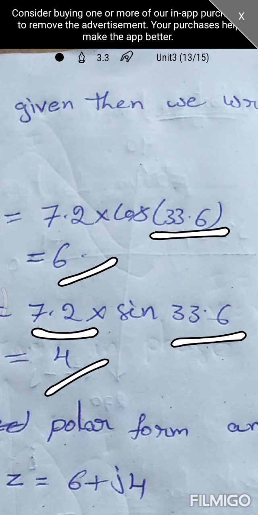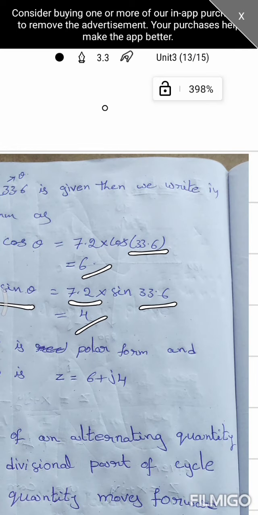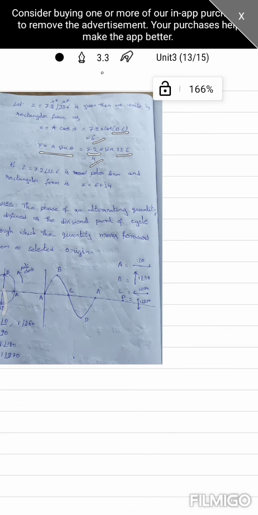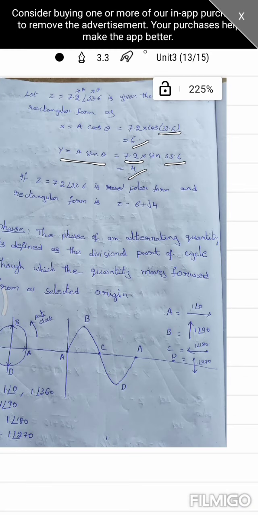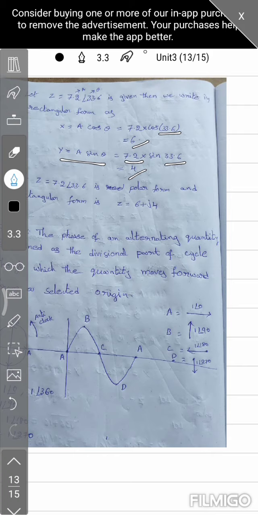That means what we took in the previous example. If you take the 6 plus j4, we found the polar form as 7.2 at an angle 33.6. Now we are taking the polar form 7.2 at an angle 33.6 and converting it into the rectangular form. We are getting the same value, 6 plus j4. This is the process of how to convert polar form into rectangular form and rectangular form into polar form.